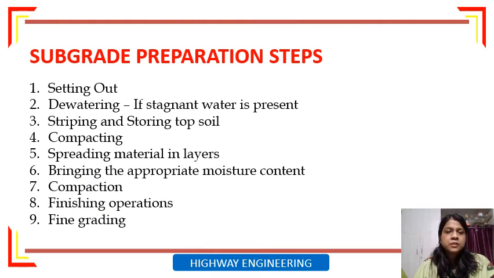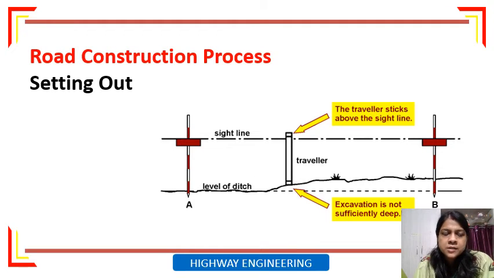We can see here the various subgrade preparation steps. The first step is setting out, then dewatering if the stagnant water is present there, and then stripping and storing of topsoil. Then the next step is compacting, then spreading the material in layers, and after that bringing the appropriate moisture content to the material. Then compaction is needed, and then the next step is finishing operation, and the final step is the final grading of the material. And this is the setting out process in road construction.